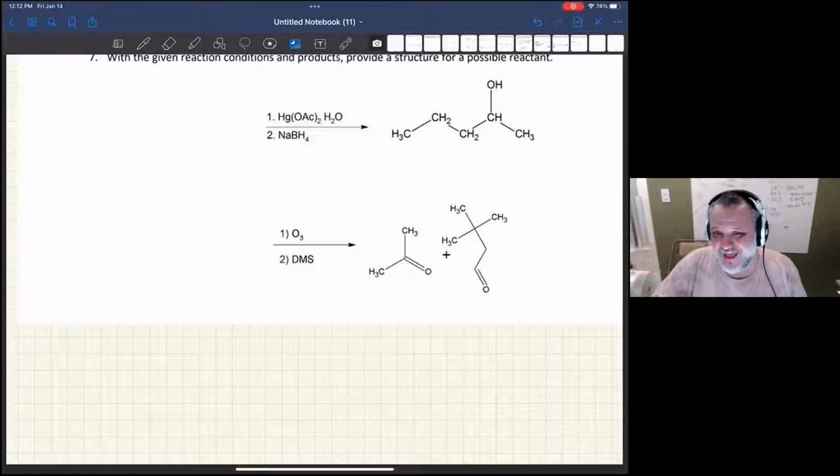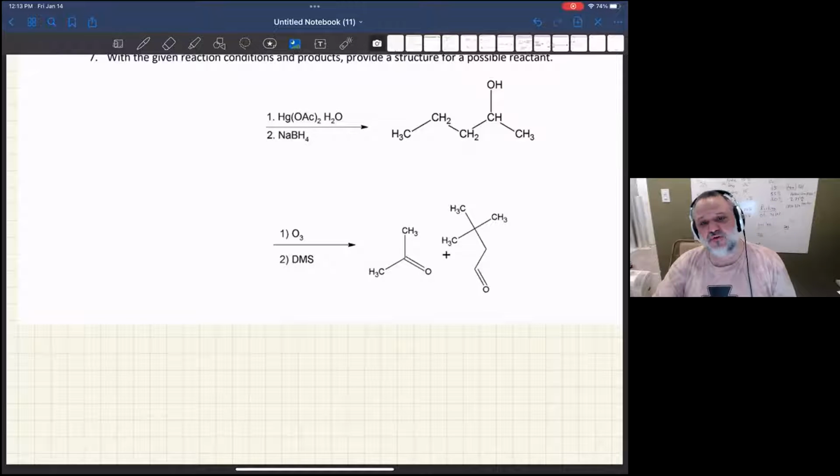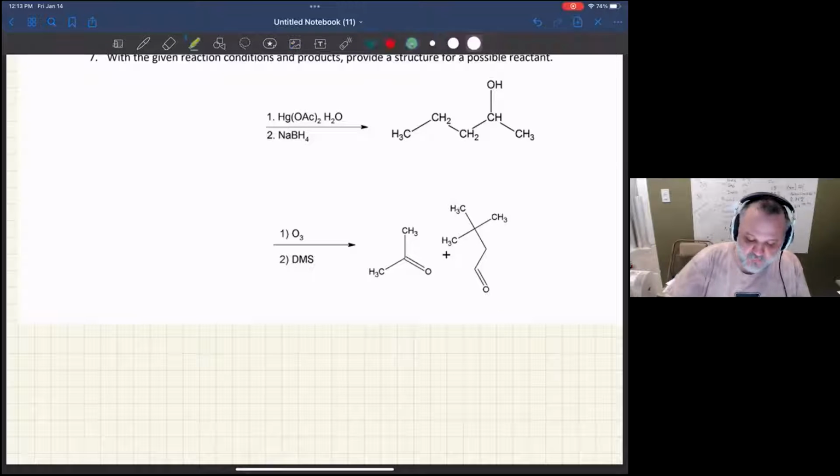Now, in this case, I have a reagent and I have the products. And so I don't have to think that hard. I know what is happening in the reaction. So all I have to think about is what is the reactant that made that happen. Now, for the first case, I'm going to start off with something that's got 1, 2, 3, 4, 5 carbons. And so I know my reactant will have 5 carbons.